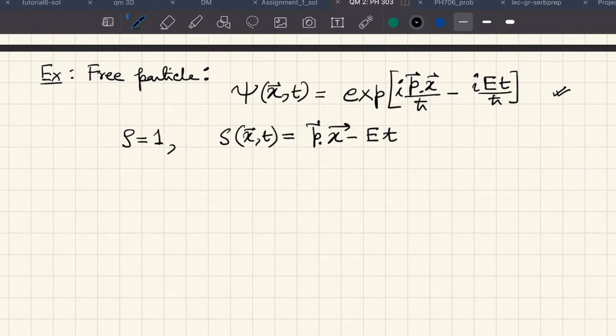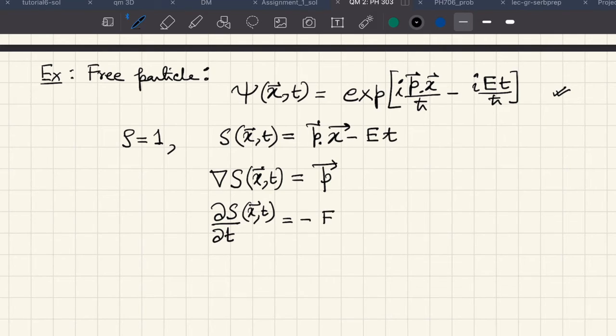So therefore from these expressions it is very easy to check that if we calculate the gradient of S, it is simply going to give us P. And if we calculate del S del T, then it is going to give us minus E. So this is a very important observation. We will be requiring these observations, and this is actually motivating us towards this semi-classical approximation scheme.